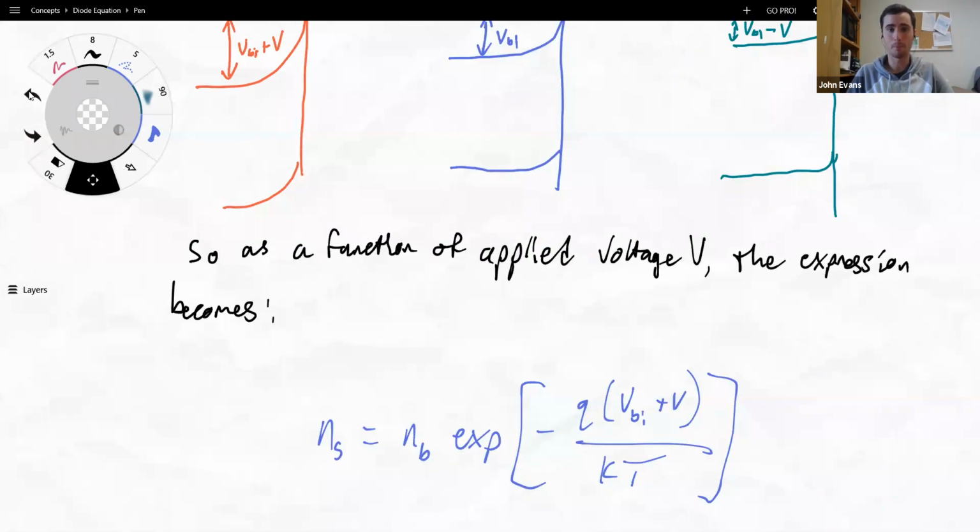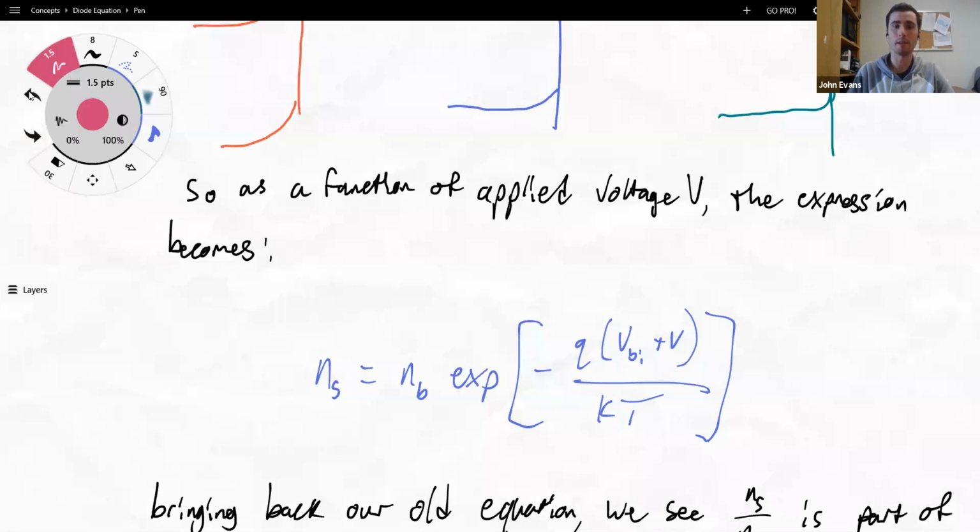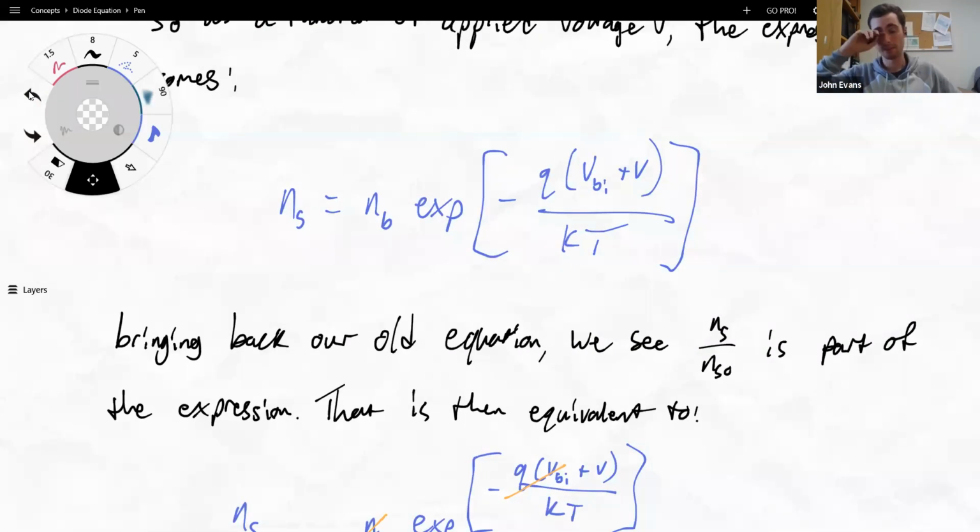So that's what we're going to do. We're just going to replace the QVBI with QVBI plus V, this V being a V applied. All right, cool. Now, we are going to bring back our old expression.